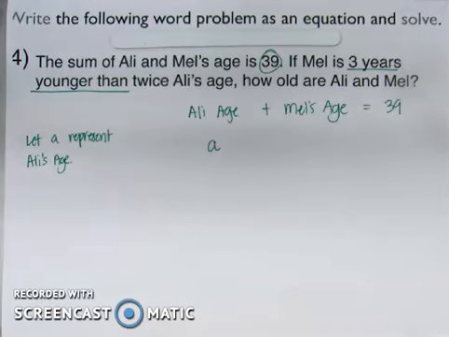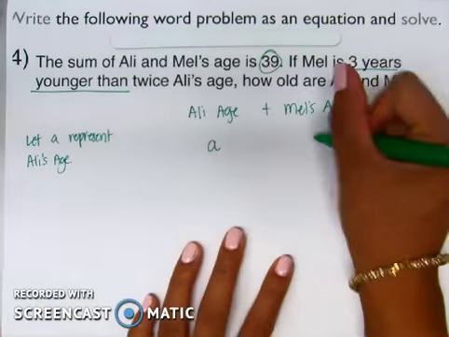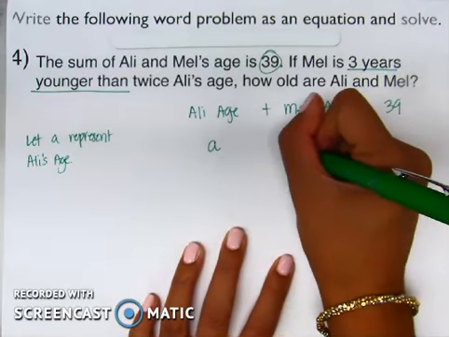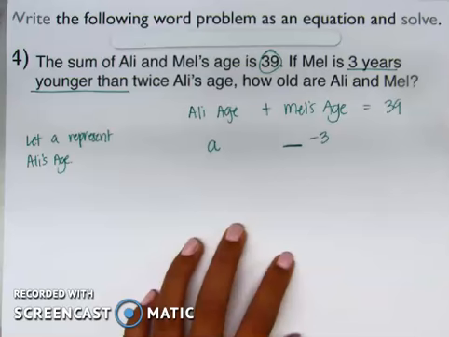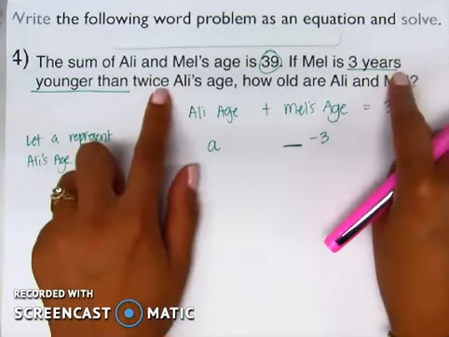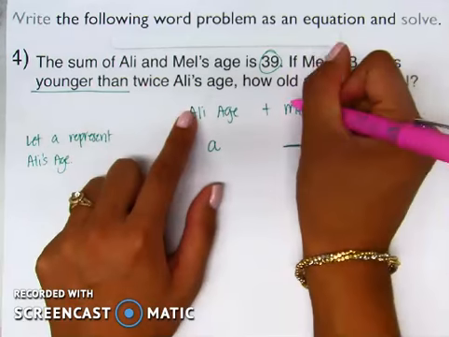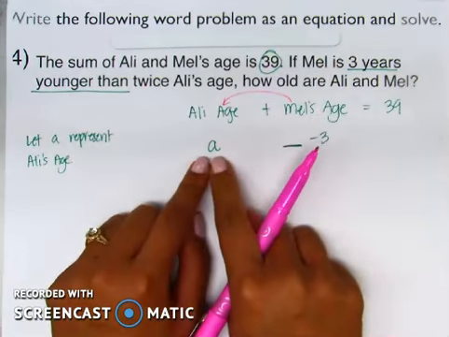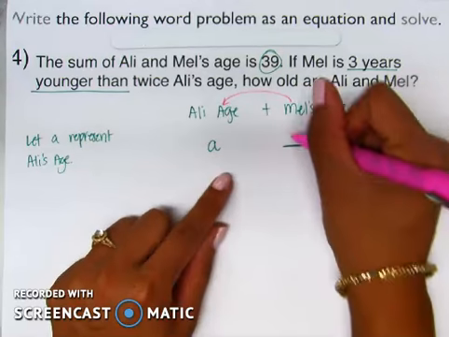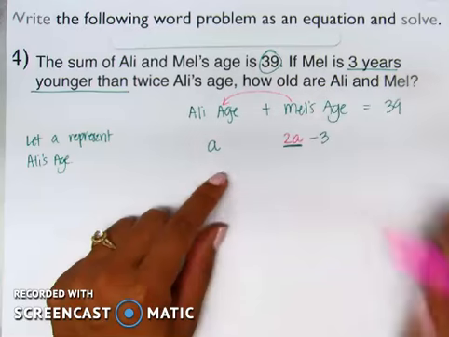So 3 years younger than makes me think that we're going to subtract 3. But we're subtracting 3 from something. Okay? So what are we subtracting it from? Well, it's 3 years younger than twice Allie's age. If we're calling Allie A years old, twice Allie's age would be 2 times A, which is 2A.